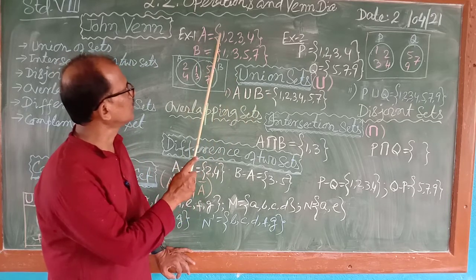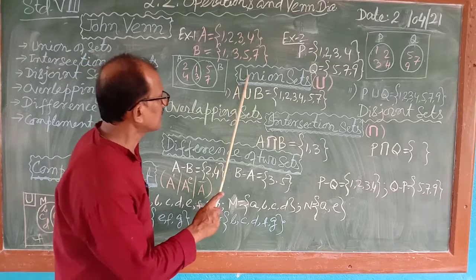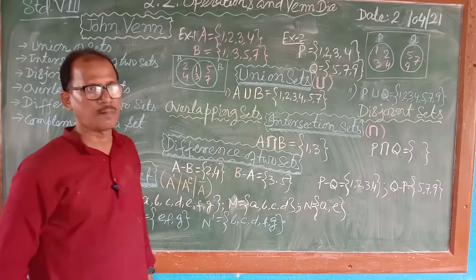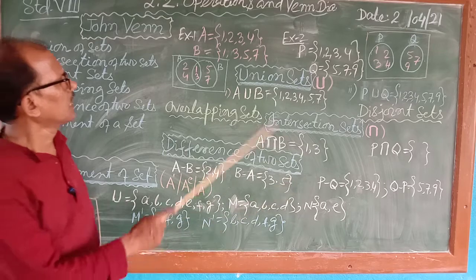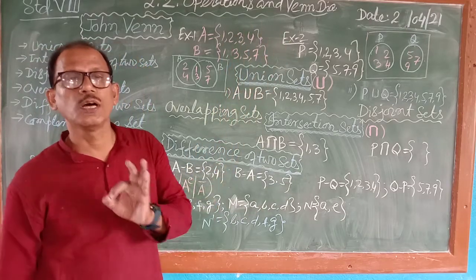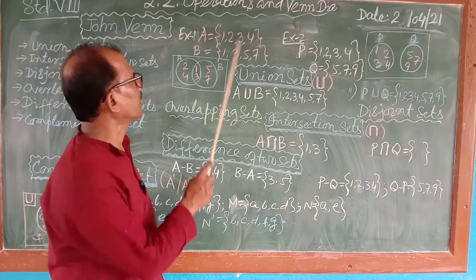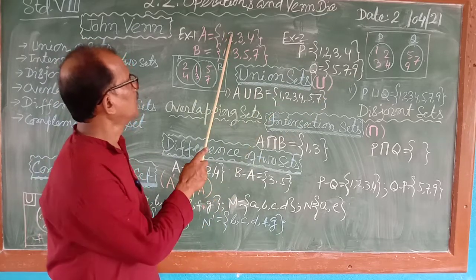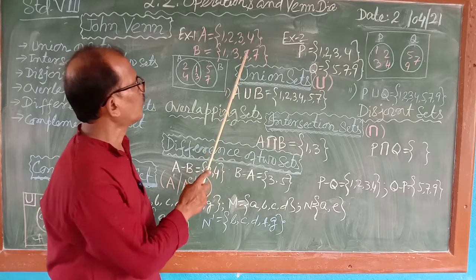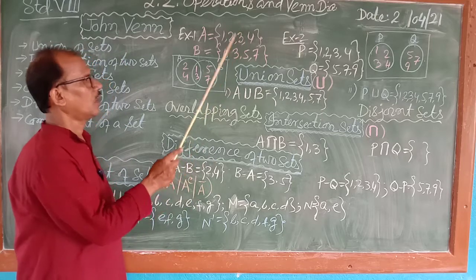This particular set, the union set of A and B, will be called the A union B set. And what will be the A union B set? It will be all the elements together without repeating. See, 1 time, 2, 3, 4, 5 and 7. Not 6, because 6 is not an element of both the sets.